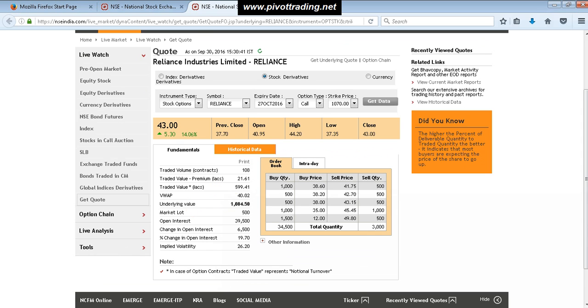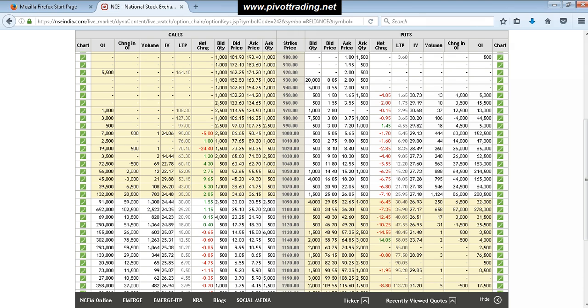You can see the underlying value here. You can see the average price. You can see what is the total volume which is traded. You can see the LTP here. So this is how you can analyze the price of the options. And accordingly, you can take your trading decisions. Accordingly, you can do your hedgings and everything.